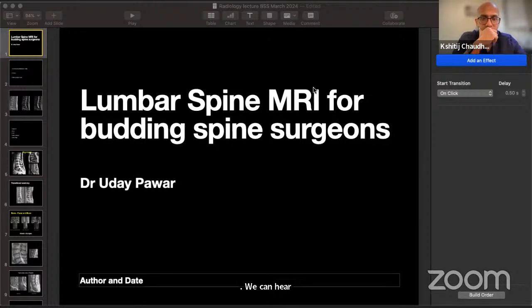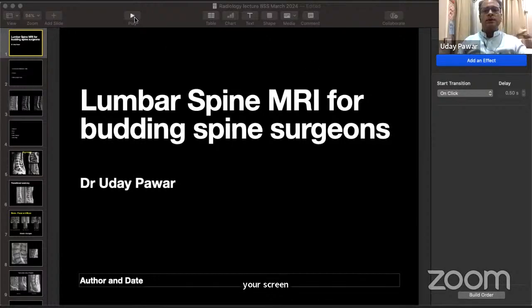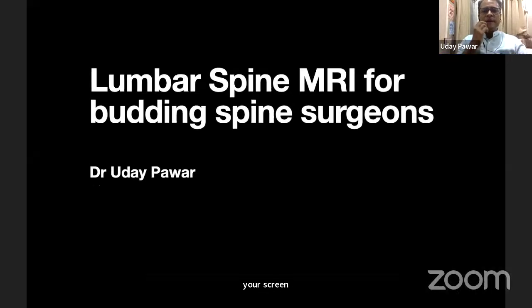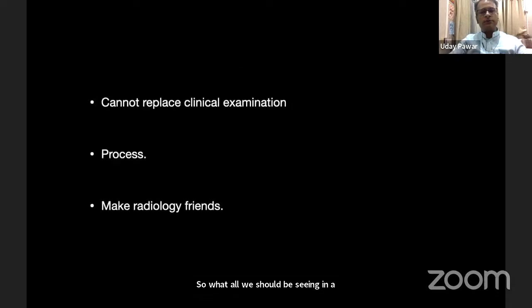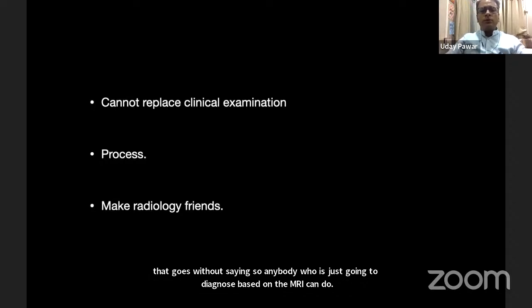So I'll be talking about lumbar spine MRI for us spine surgeons. This is going to be a talk based on a surgeon's perspective more than a radiologist's perspective. What all should we be seeing in a lumbar spine MRI for a patient? As we all know, it definitely cannot replace a clinical examination, because it should corroborate your clinical examination. That goes without saying. Anybody who just diagnoses based on MRI can do most of it, but it should be corroborated with your clinical examination.